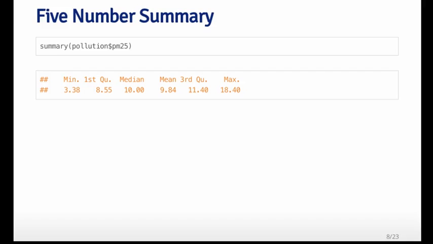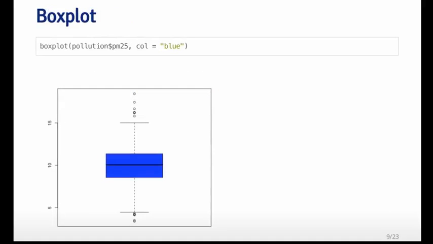So here you can see the median is 10 micrograms per meter cubed, which is under the standard, and the maximum is 18.4, which is over, so there must be some counties that violate the standard, at least during this time period. And you can see the third quartile is 11, and the first quartile is 8.5, and the minimum is 3.38 here. So here's a box plot of the PM2.5 variable, and I've just decided to color it blue. You can see that the median is about 10, just as we saw in the 5-number summary. And you can see that there are a number of counties that appear to be over the 12 microgram per meter cube limit, and then there are many that are under it, so they are in compliance.